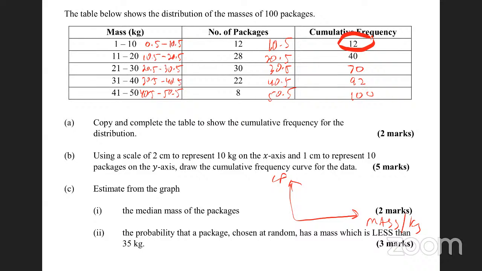Oh yeah. So from this, I'm going to show you how to get the median, how to get the upper quartile, the lower quartile.